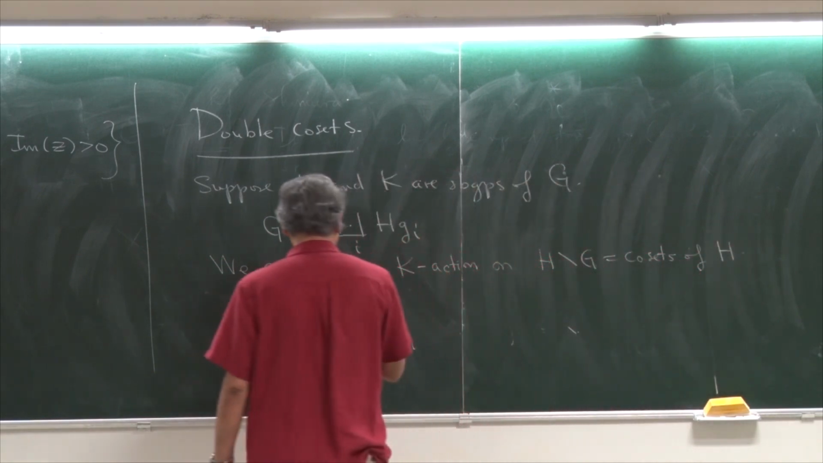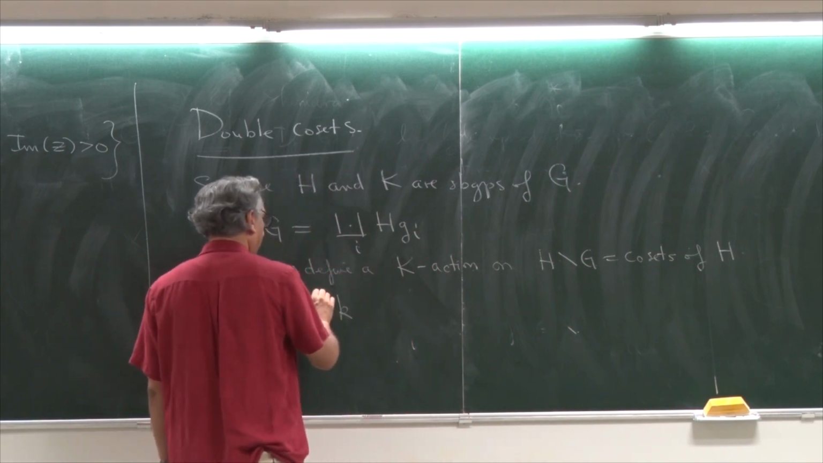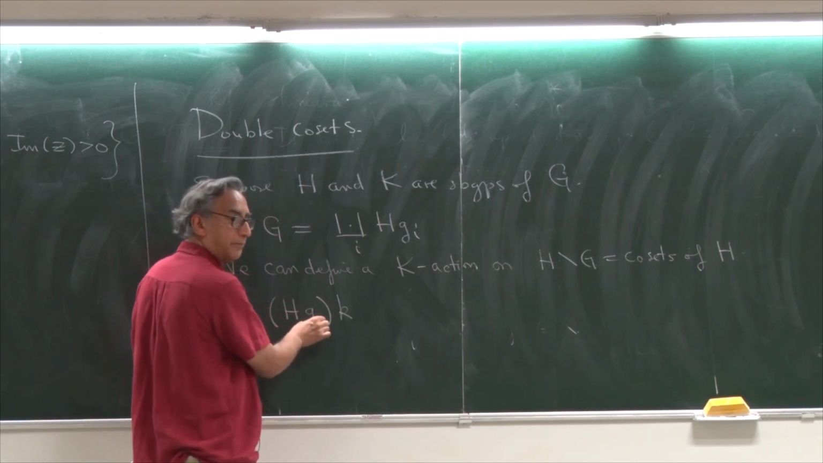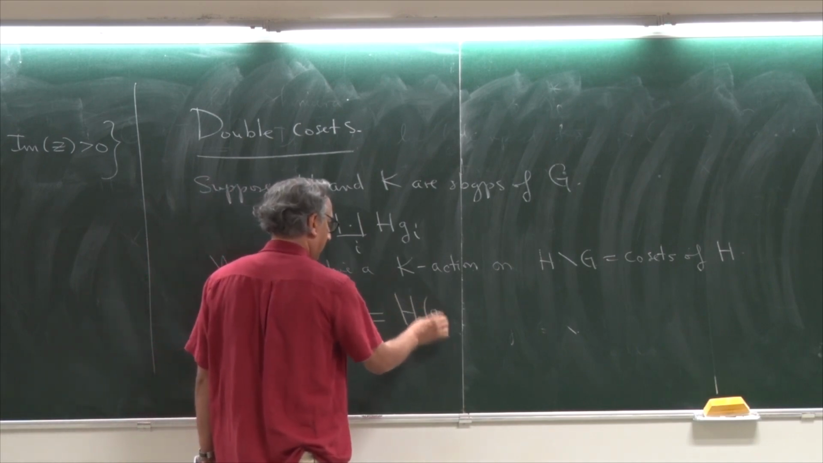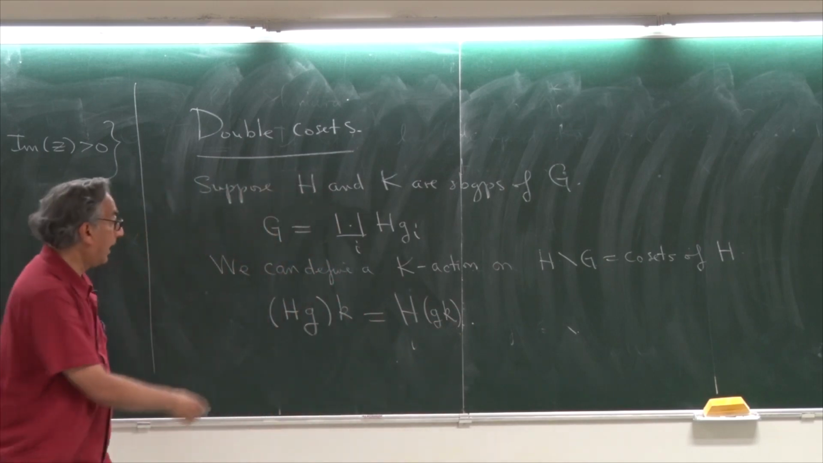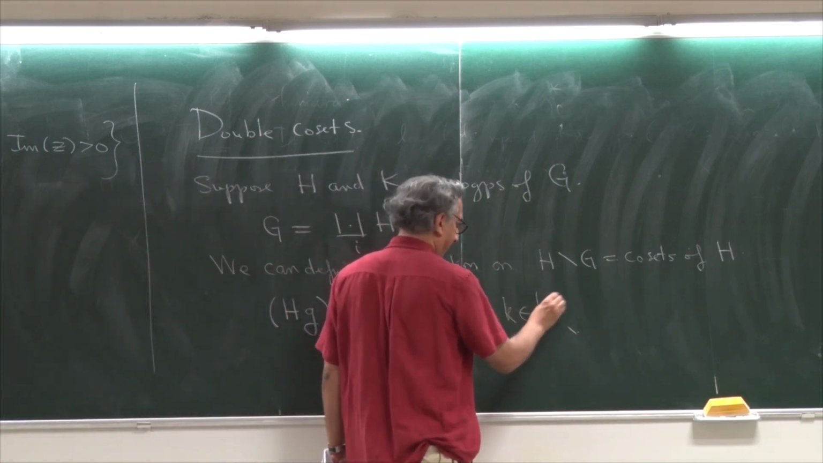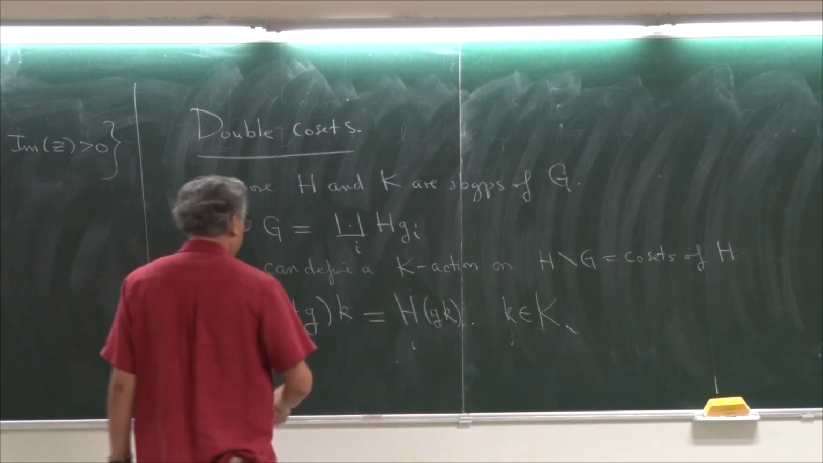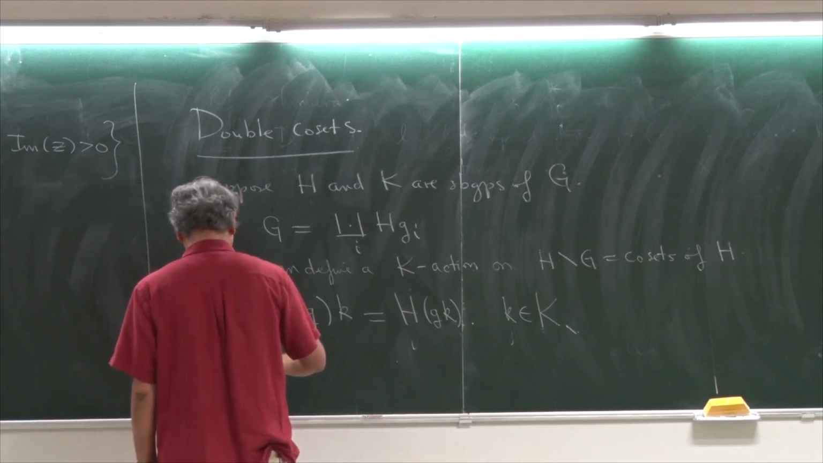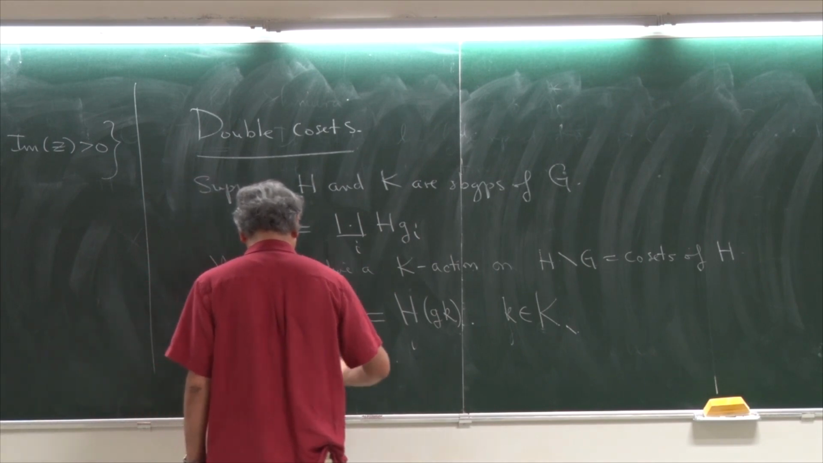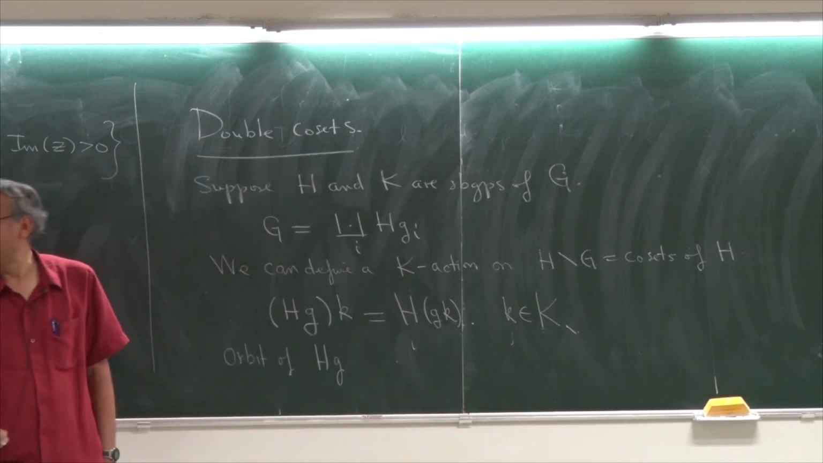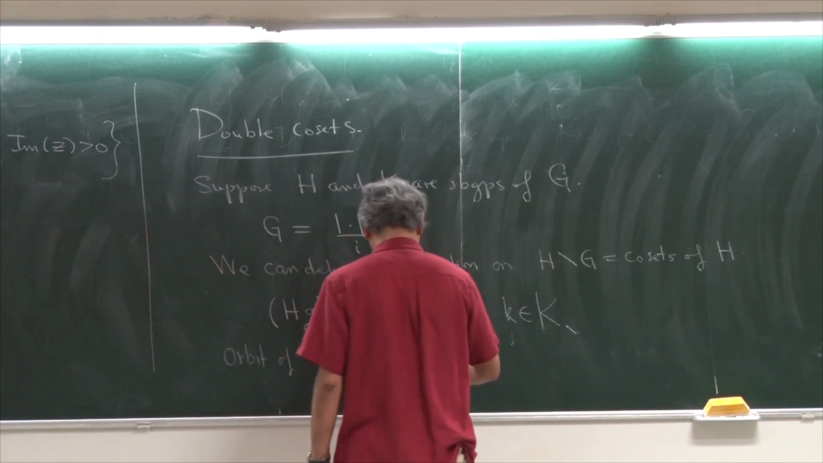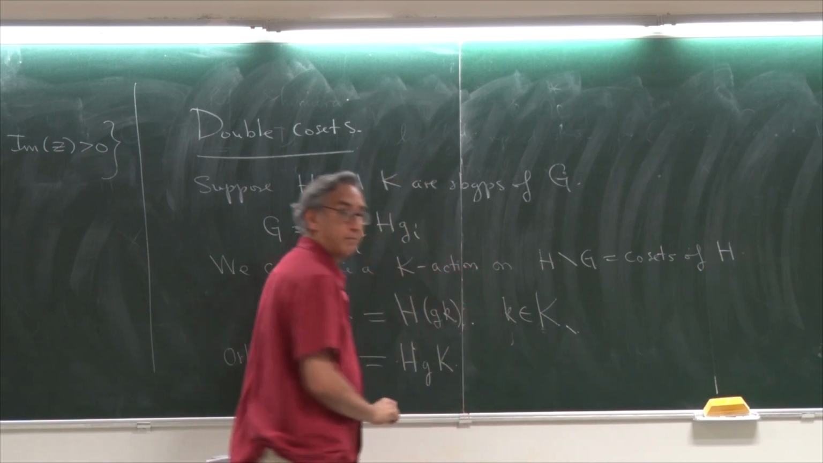Namely, if you don't mind, I'm going to put it on this side. It's going to be a right action. So a little k in K acting on a coset HG is going to give H G k. So that's the way k is an element in K. And so you can see now the orbit of the coset HG is just simply H G K. So these are your double cosets.